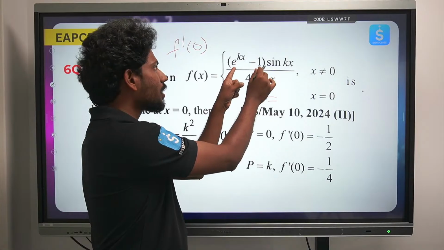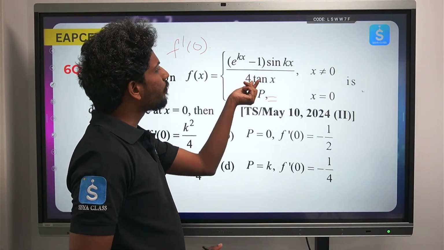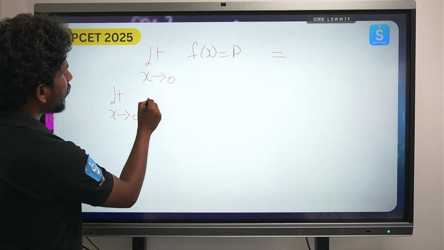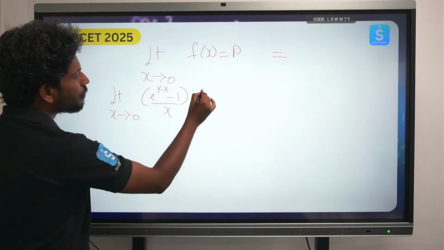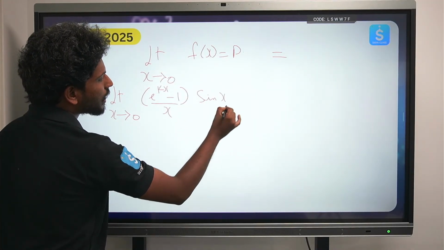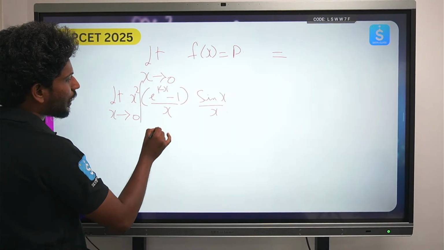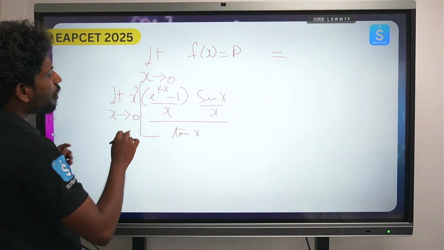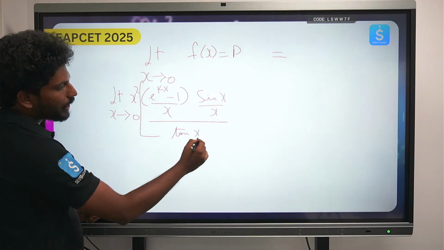In order to use the standard formula, we need one x for e power kx minus 1, one more x for sine kx, and one more x for the tan also. So this becomes (e power kx minus 1) by x into sine kx by x. So I used 2 x's, multiplying x square, but I have tan x in the denominator, so to compensate for this I take one more x in the denominator.